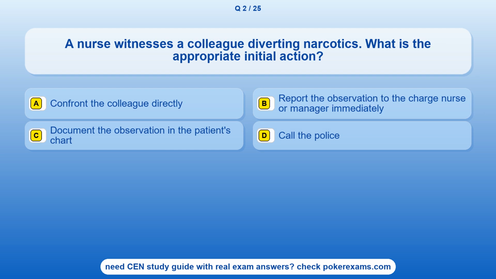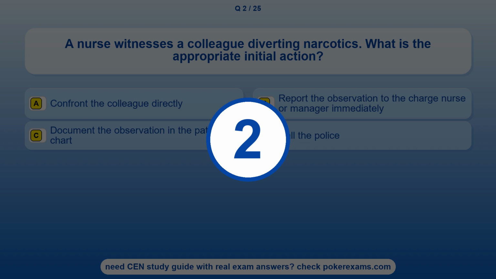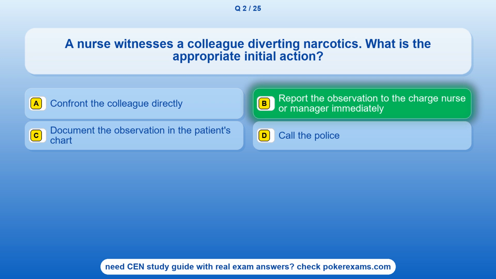Question 2. A nurse witnesses a colleague diverting narcotics. What is the appropriate initial action? Option A, confront the colleague directly. Option B, report the observation to the charge nurse or manager immediately. Option C, document the observation in the patient's chart. Option D, call the police. The correct answer is option B, report the observation to the charge nurse or manager immediately.